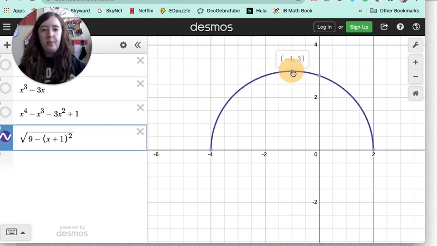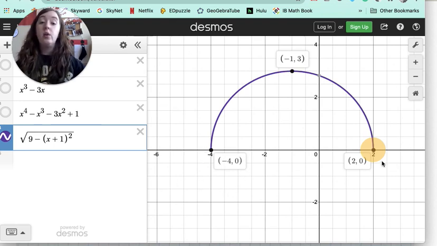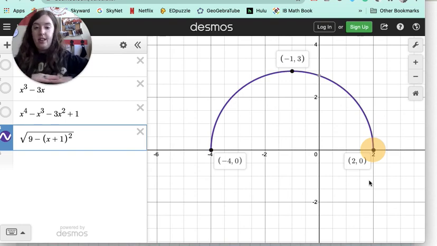Good deal. Now on that second one, it's a little bit different. Now our absolute maximum up here at this point is going to be negative 1, 3, which I think we're cool with. But then we have these two values down here that have the same y value, right? So actually both of these are going to be absolute minimums since they both have the same y value down there. So we're going to have two different absolute minimums.